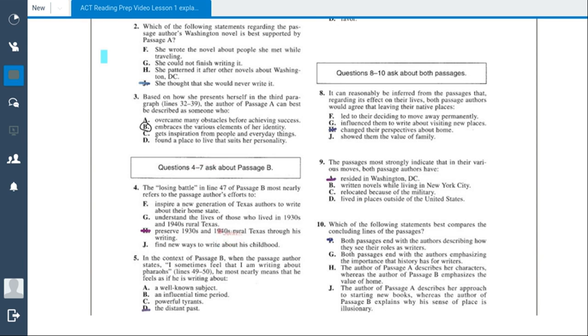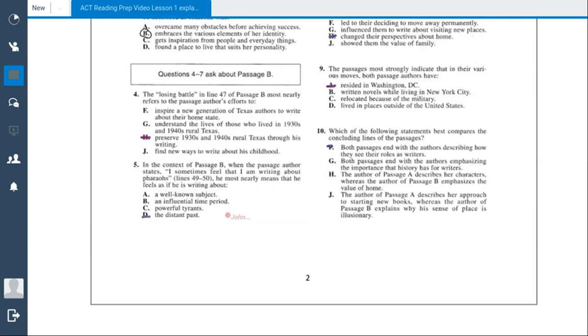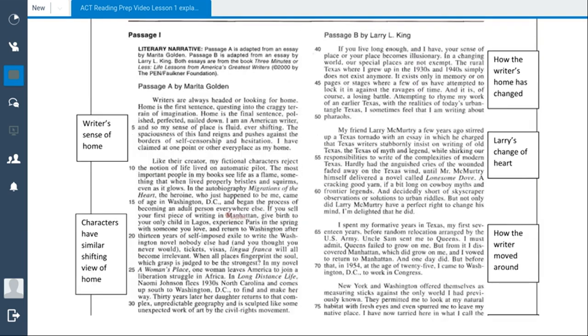Now we're going to go back and do the exact same thing for passage B. So I want you to take time, pause the video, and write your own passage maps for all of passage B. Pause the video.